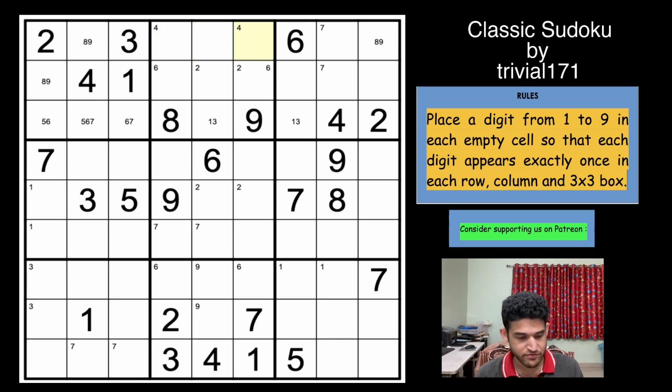This is 4 or 5. This would be 1, 5, 7. This has all 4 possibilities, and this is again 1, 5 and 7. So it hasn't given much.